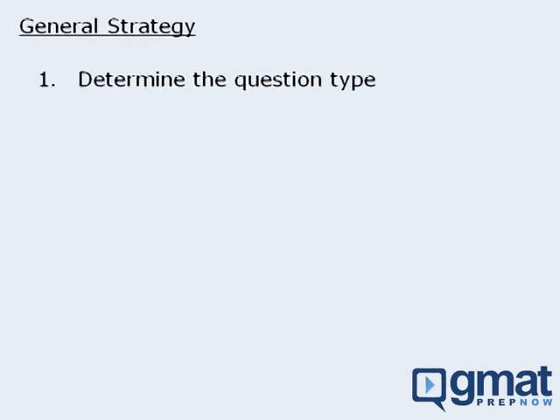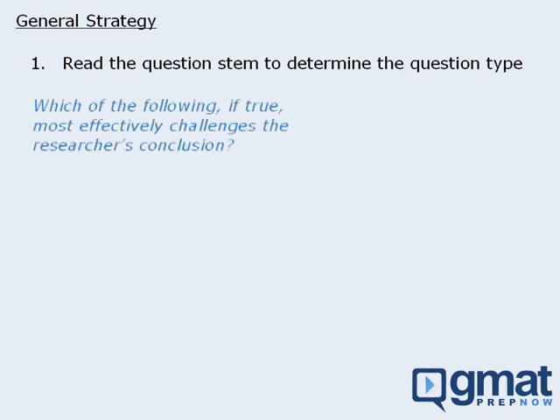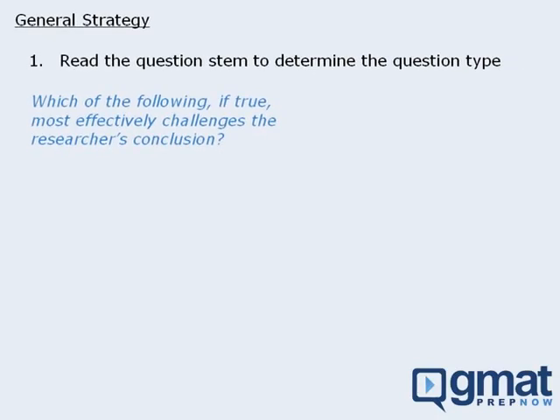How do we determine the question type? By reading the question stem first. By reading the question stem, we should be able to determine the question type. For example, in upcoming lessons, we'll learn that if a question stem says something like, "Which of the following, if true, most effectively challenges the researcher's conclusion," then we'll recognize that this must be a weaken the argument type question.